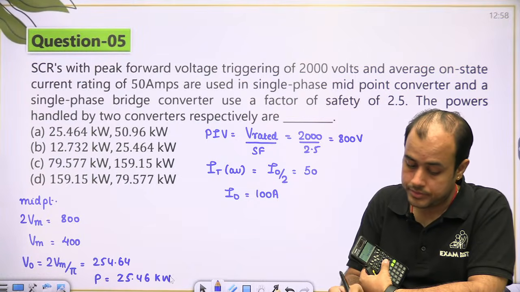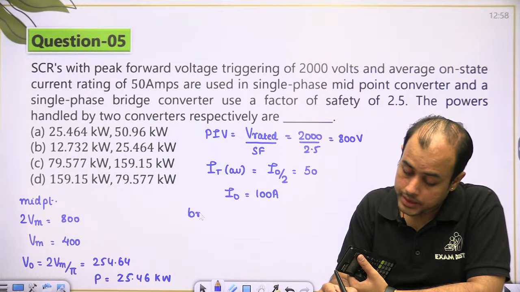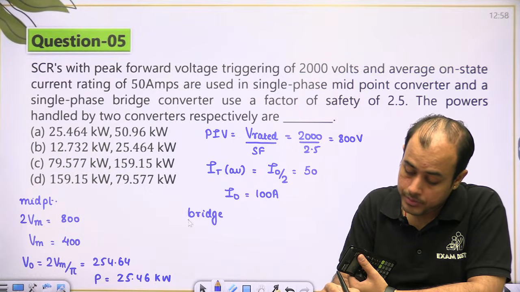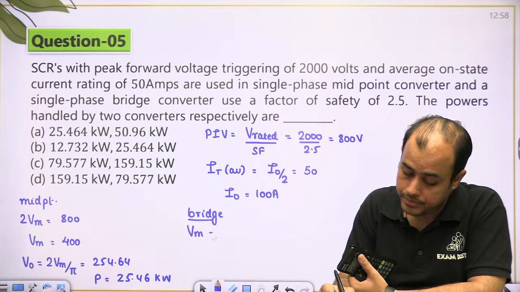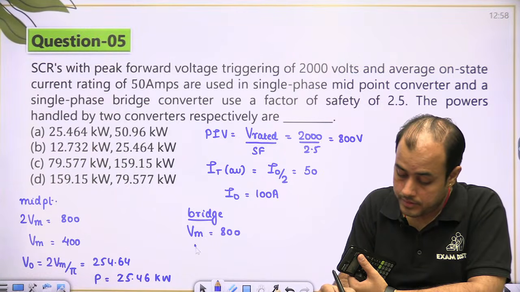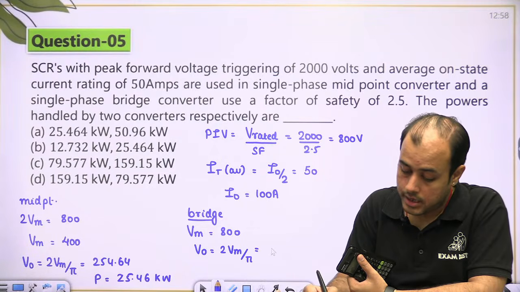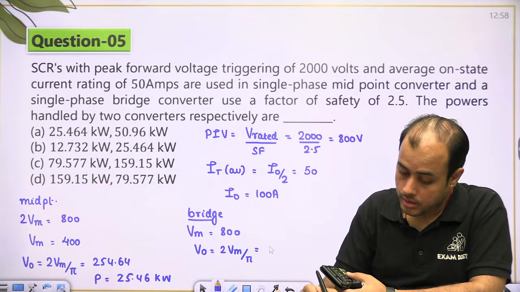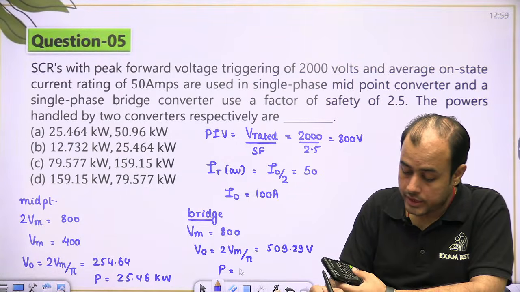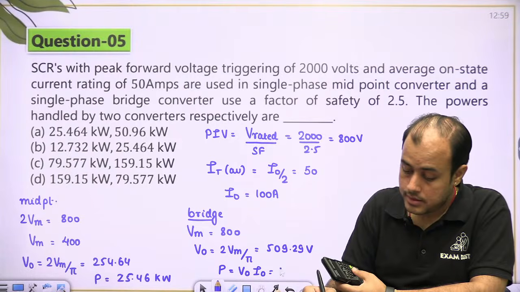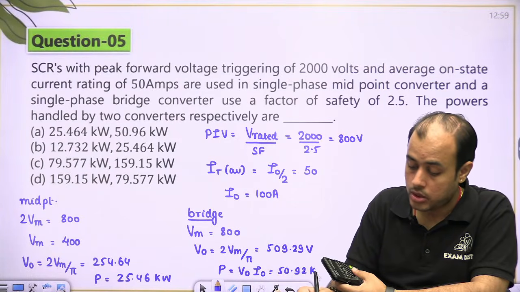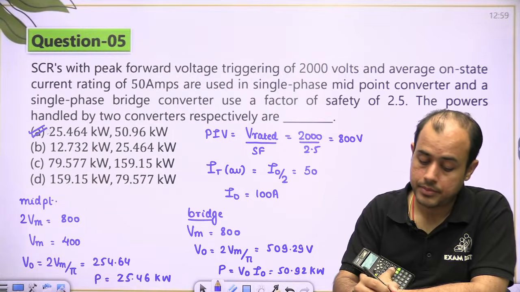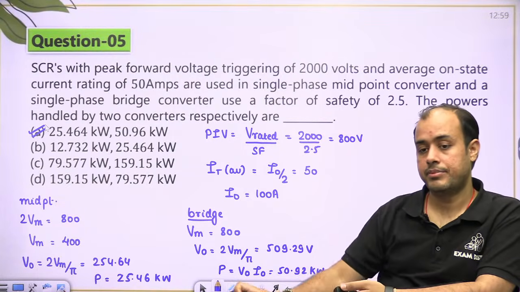25.46 किलोवाट. ठीक है. For bridge, PIV is actually Vm. I'm not given alpha. So power, which is V naught I naught, 50.92 kilowatt. ठीक है. Answer will be A. Clear?